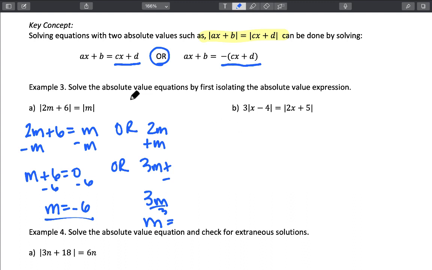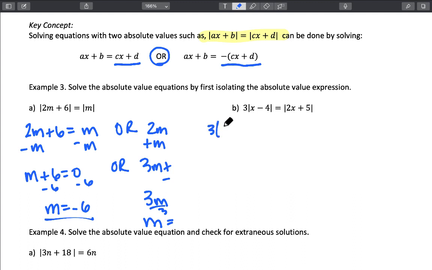Alright, let's take a look at example 3b, and I've erased some of our work here for 3a, so we have some room. We have 3 times the absolute value of x minus 4 is equal to the absolute value of 2x plus 5. So once again, we're going to set up two equations and we can drop the absolute value bars. However, when we do that, we need to replace these with parentheses.